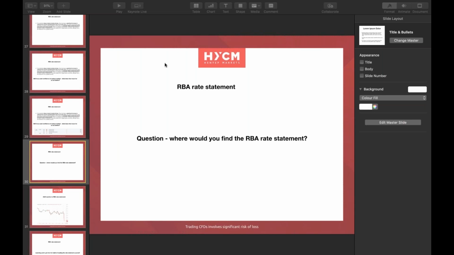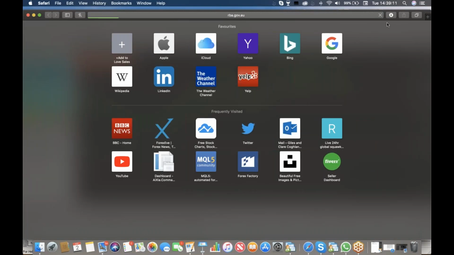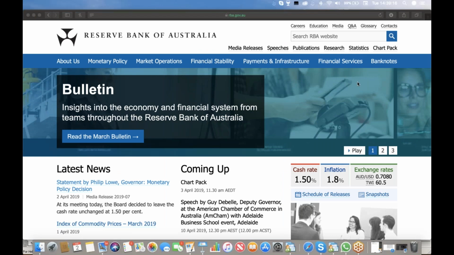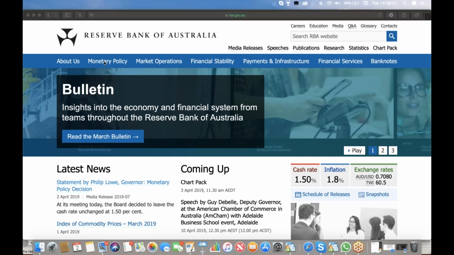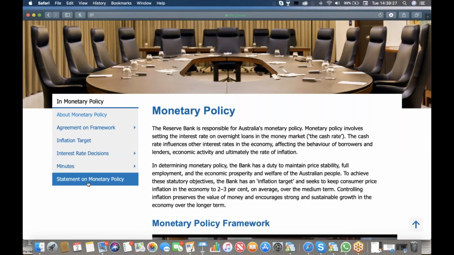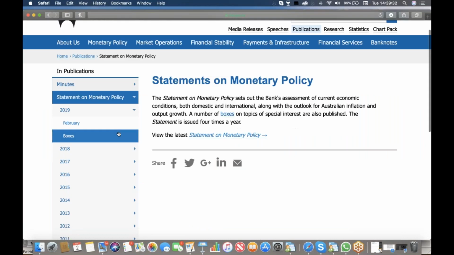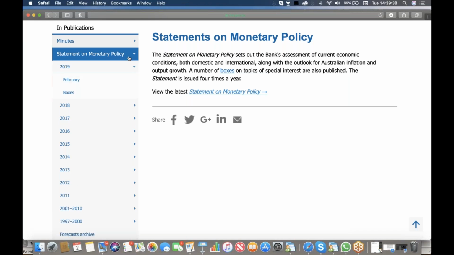Okay, and I'm just going to show you guys. So all you do, you go to the Reserve Bank of Australia website. Okay, here's the website. Yeah, well done, Chibivan. That's exactly right. And you simply go to monetary policy. Click on monetary policy. We're looking for statements on monetary policy. We're looking for 2019, and we're looking for March's statement.